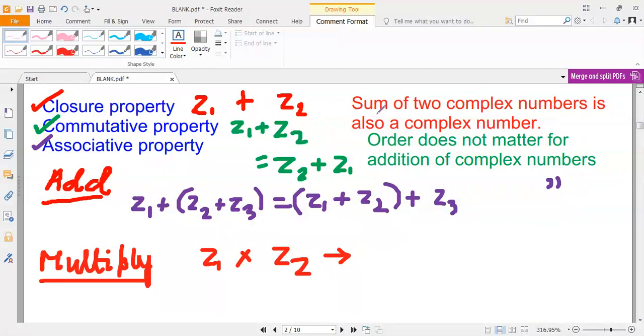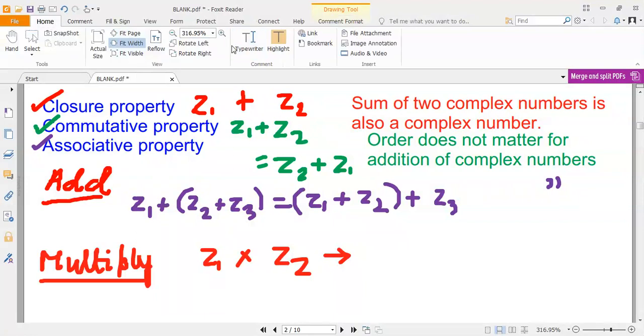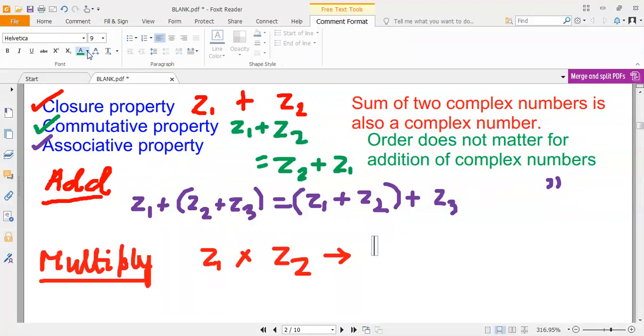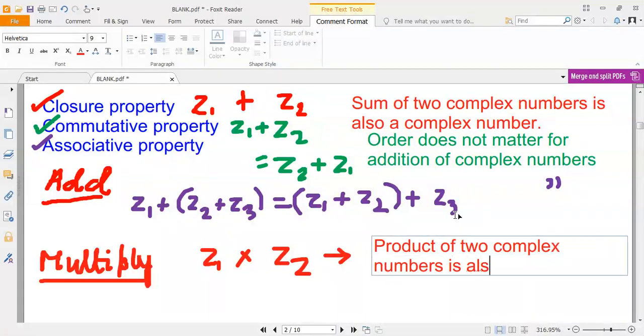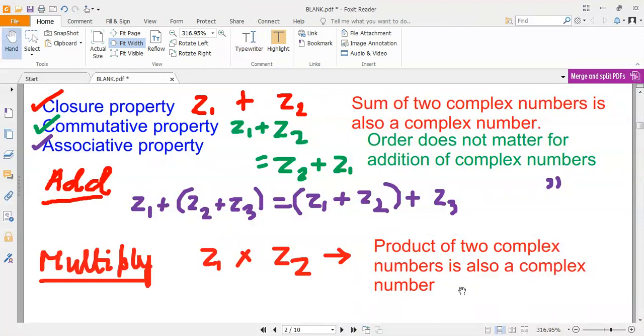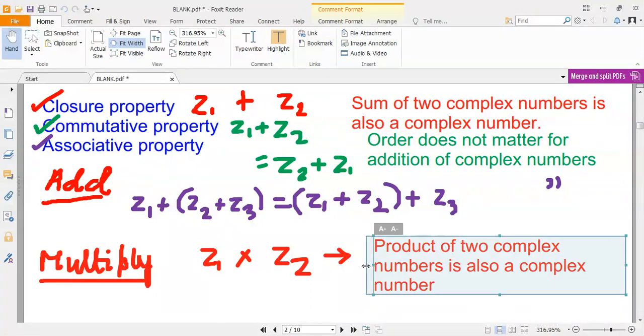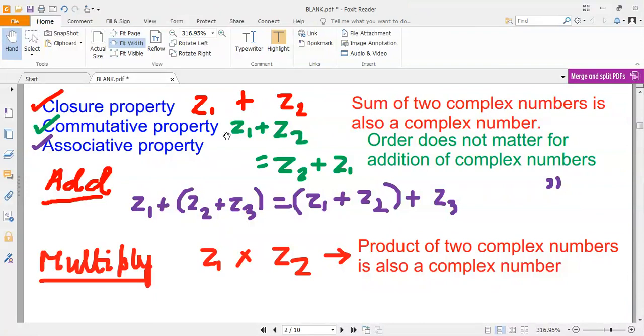So here it was the sum of two complex numbers as a complex number. And if I want to write that down here, then let me change the color to keep the similarity. So here we write: product of two complex numbers is also a complex number. It's as simple as that. The concept remains the same. The way of writing also remains the same. It's just that we are changing the operation here. Initially we were talking about the addition operation. Now we are talking about the multiplication operation. So that is the closure property.